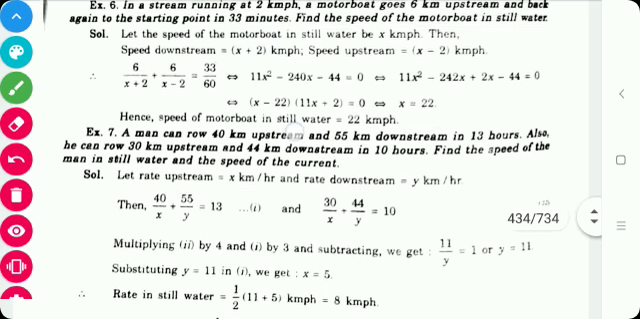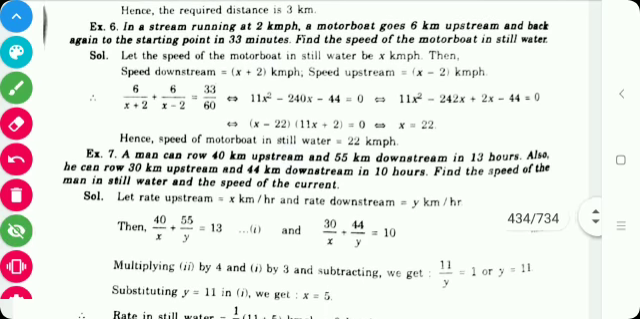The next problem is the sixth problem. In a stream running at 2 km per hour, a motor boat goes 6 km upstream and back again to the starting point in 33 minutes. So find the speed of the motor boat in still water. So we have to find out the speed of the motor boat.